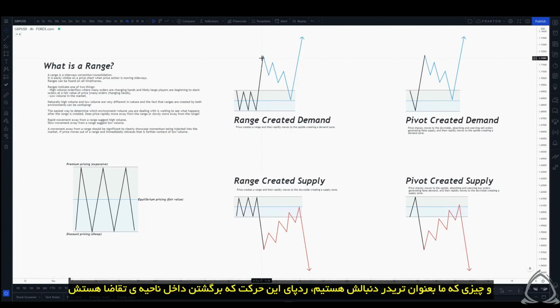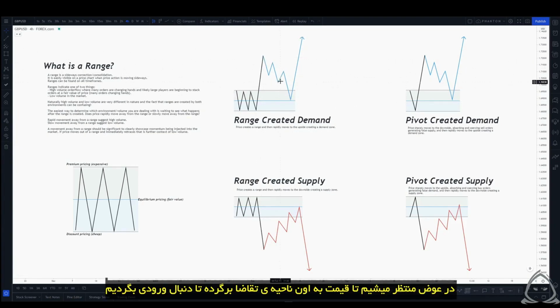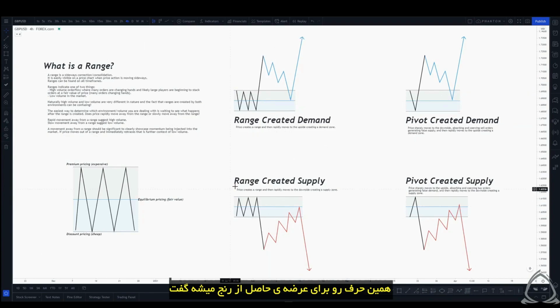And what we would be interested in as traders looking at this footprint is the move back down into this demand zone, looking for our entry here. We don't trade the initial reaction out because we don't know which way it's going to move. We instead wait for price to return back to that demand zone to look for entries. The same can be said for range created supply. We see that sideways range.